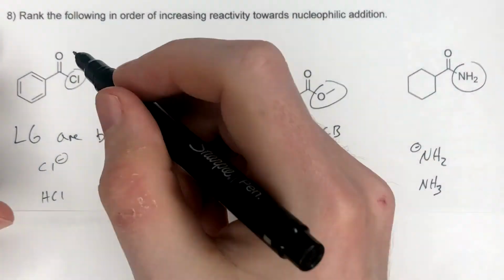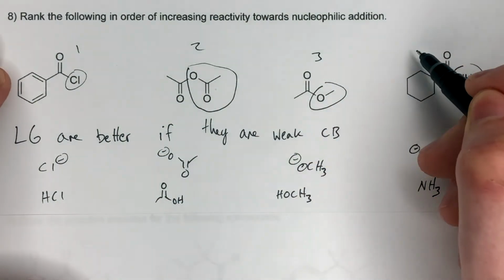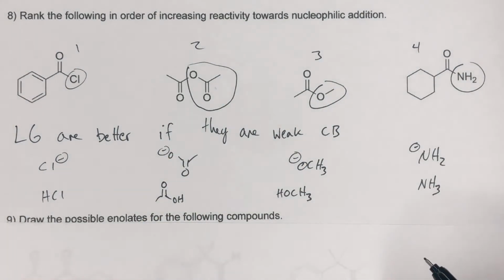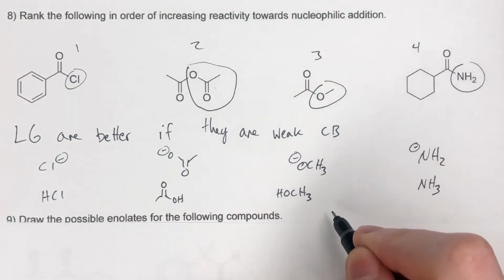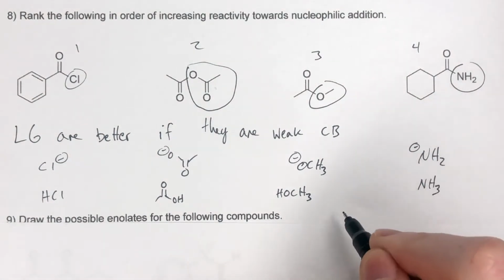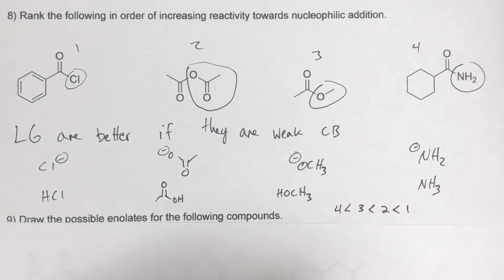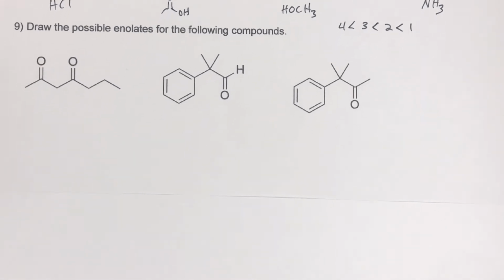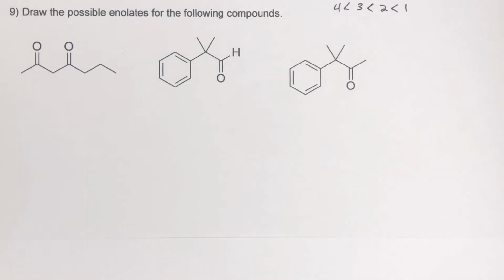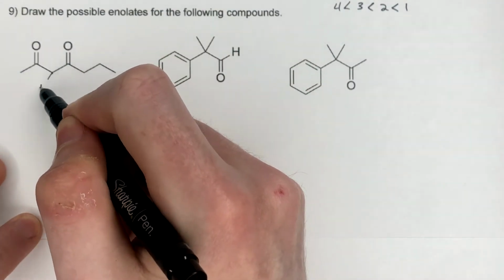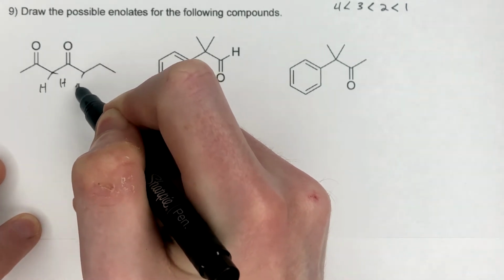So this list then 1, 2, 3, 4 like this in terms of we're going in increasing order. So the weakest is going to be 4, which is less than 3, which is less than 2, which is less than 1. All right, so that is that one. Moving on to question number 9. Here we are asked to draw all possible enolates. So the enolate is when you have alpha protons and you remove those. So I'm drawing in the alpha protons.